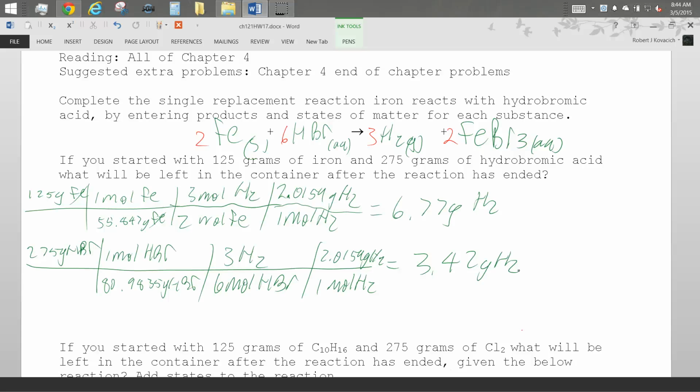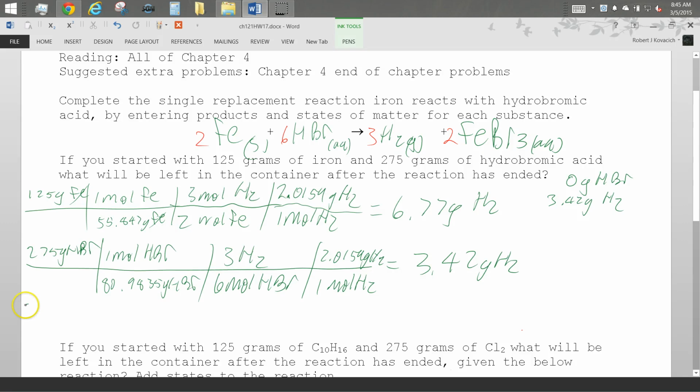So what do I know is in my container? I know I have 0 grams of HBr, right? That's going to run out. I know I have 3.42 grams of hydrogen gas. Bless you. I need to do another railroad track to determine either how much of the iron was used or how much of my iron 3 bromide was created. So I'll just do the iron one.